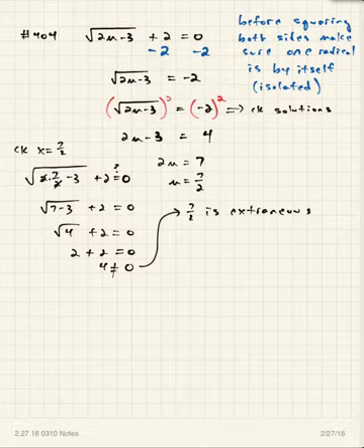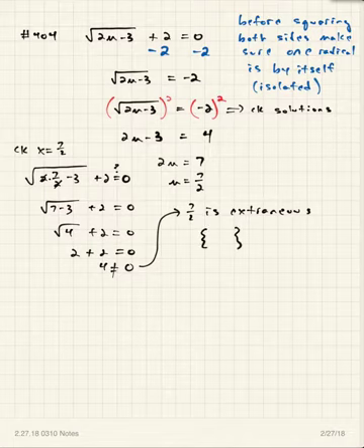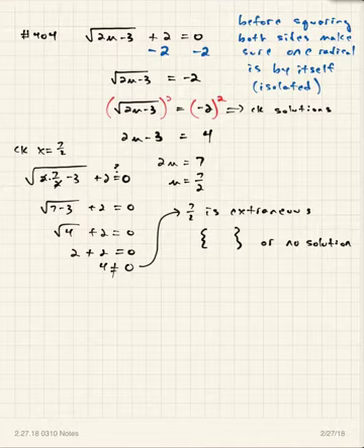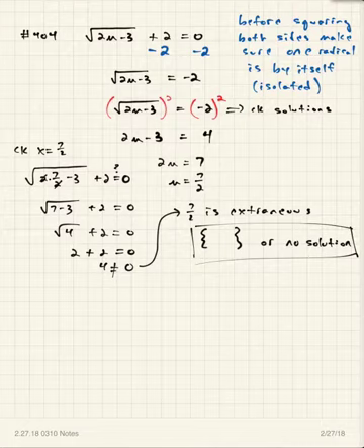And because 7/2 did not check, this solution was an extra solution, that means the solution set in this problem is no solution, right? You could either put an empty set of braces, or you can write no solution out in words. I would be okay with it either way. And so here is our first example of an equation that had an extraneous solution.